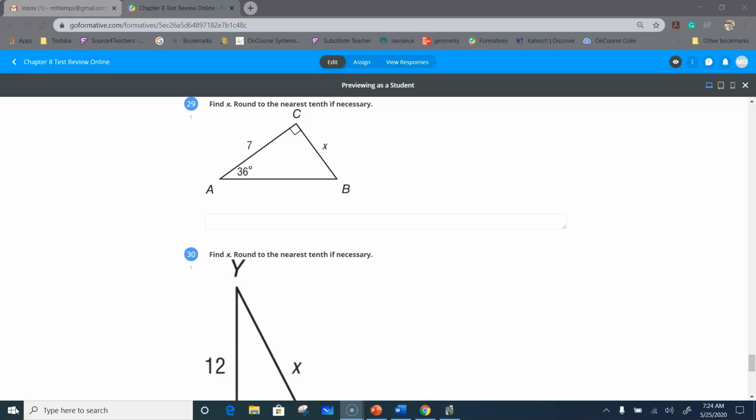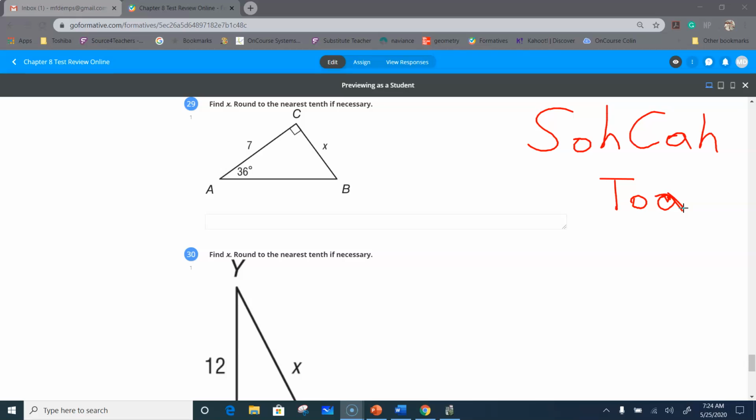And our last part of chapter 8 was SOHCAHTOA, sine, cosine, and tangent, right? We have this acronym, which hopefully helps us to remember that the sine is the ratio of the side opposite that particular angle over the hypotenuse. Cosine is the side adjacent over the hypotenuse. And then tangent is just simply opposite over adjacent. We don't involve the hypotenuse with the tangent at all.